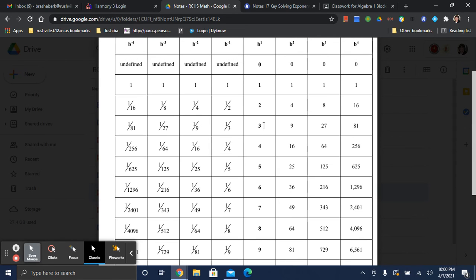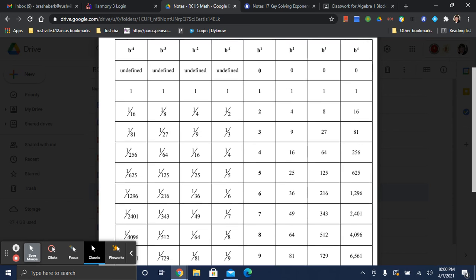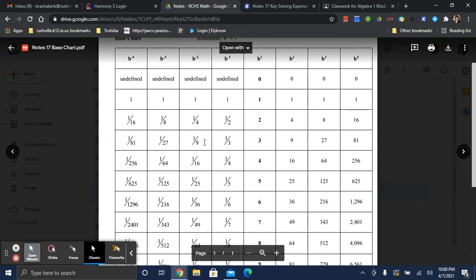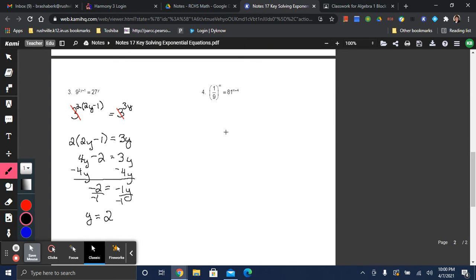So 1/9 can be written as 3. This will be a negative exponent because it's a fraction. So 3 to the negative 2 power. 81 can be rewritten as 3 to the 4th power. So here we go with those rewrites. 1/9 was 3 to the negative 2 power.